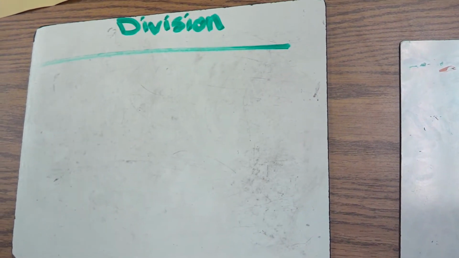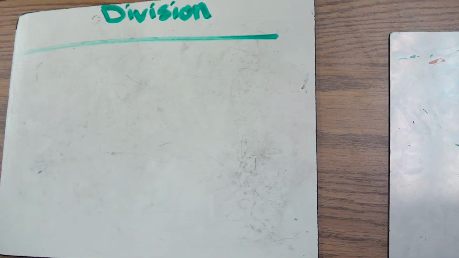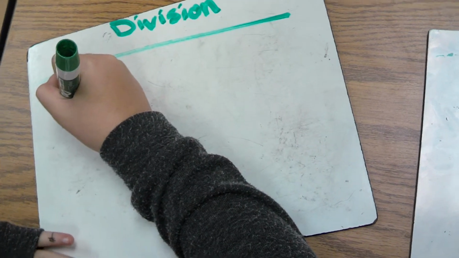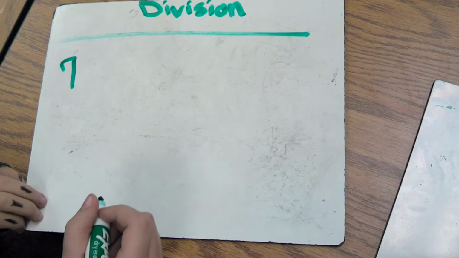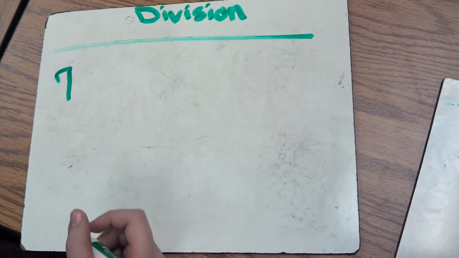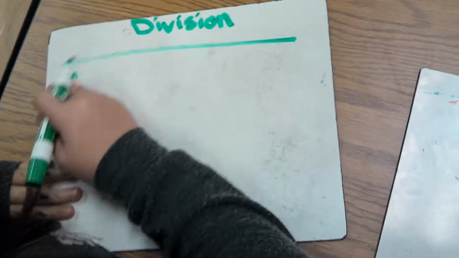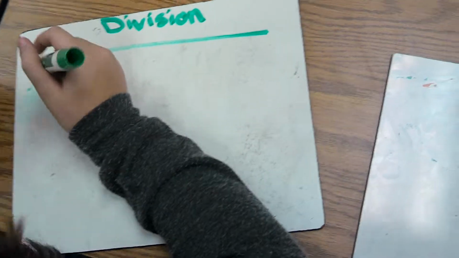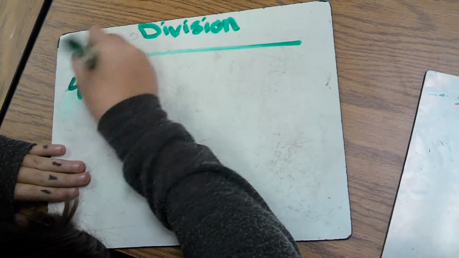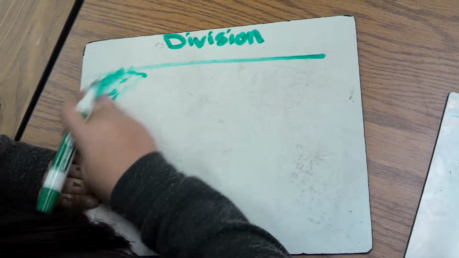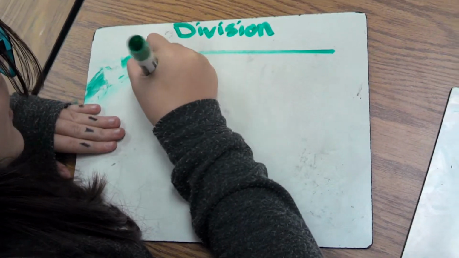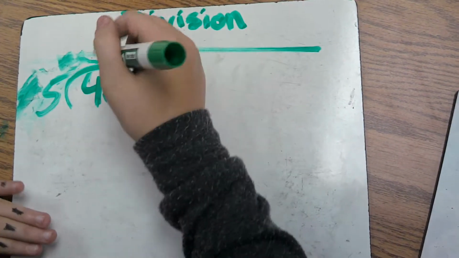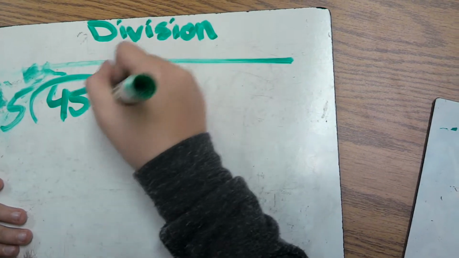Next, we're going to be doing division. And our first problem will be, wait, scratch that. It would be 45 divided by 5. And that would give us -9.